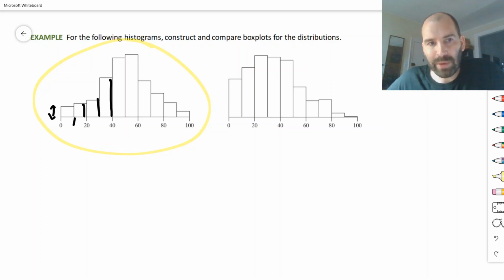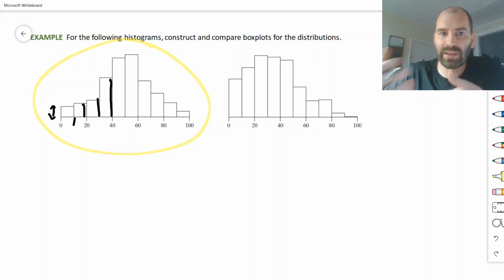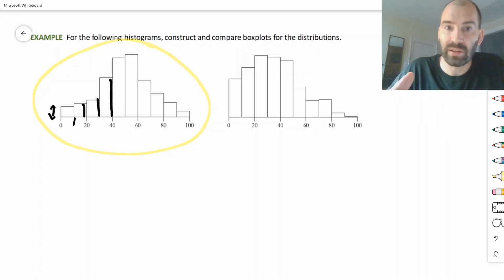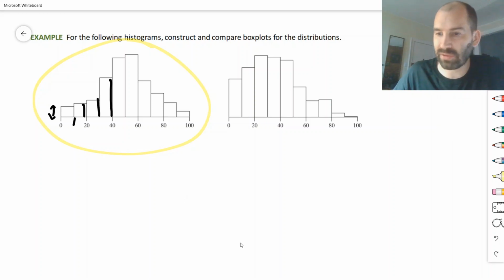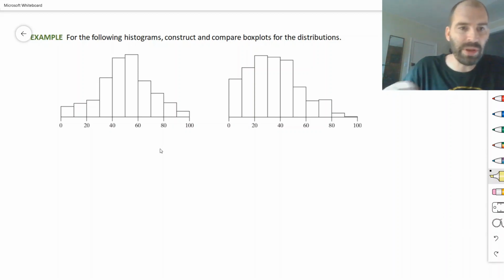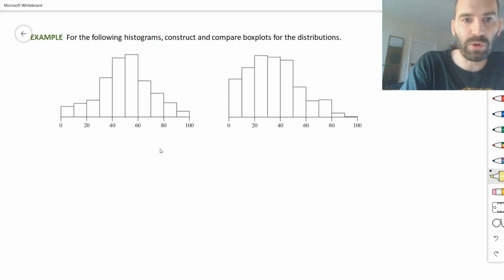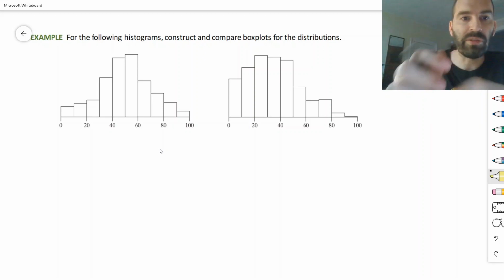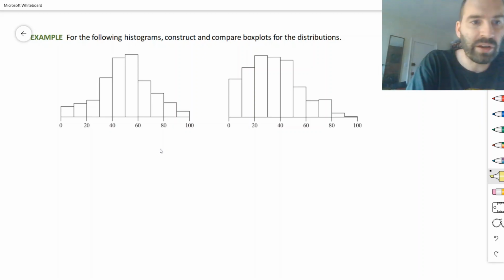By realizing that, we can get an idea of how many bars it takes until we get a quarter of the data. Well, that's where the first quartile is. So that's how we're going to find the first quartile. Let's erase some of this scribbling, and think about how many of these bars we have to shade in before we've shaded in a quarter of the total area of this histogram.